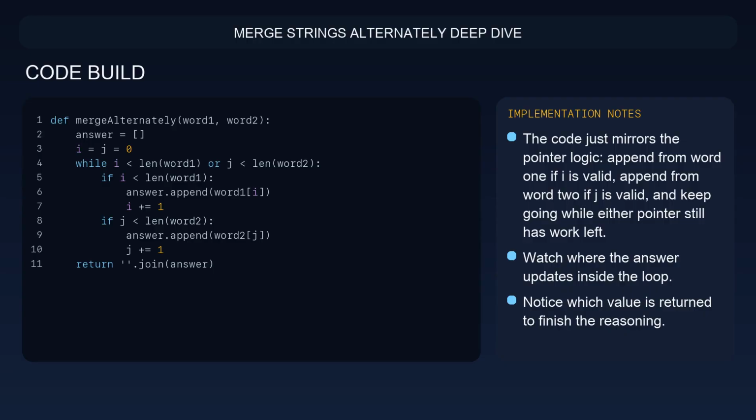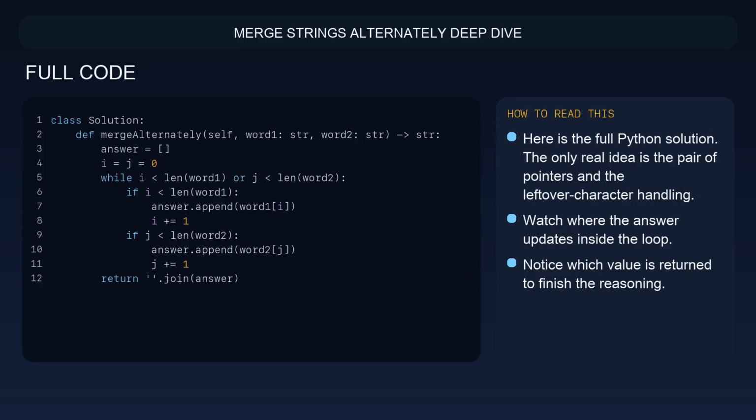The code just mirrors the pointer logic. Append from word 1 if I is valid. Append from word 2 if J is valid, and keep going while either pointer still has work left. In the code, focus on two checkpoints. Watch where the answer updates inside the loop. Then notice which value is returned to finish the reasoning.